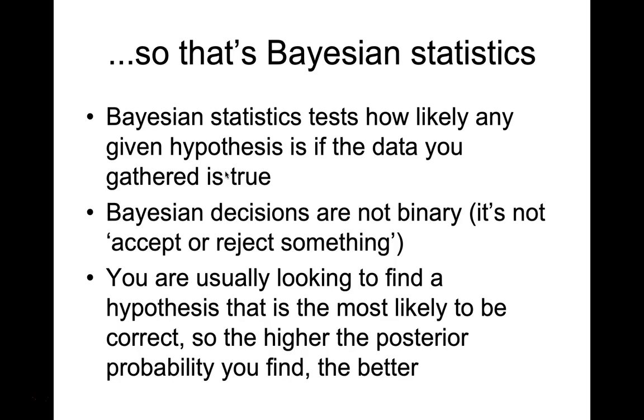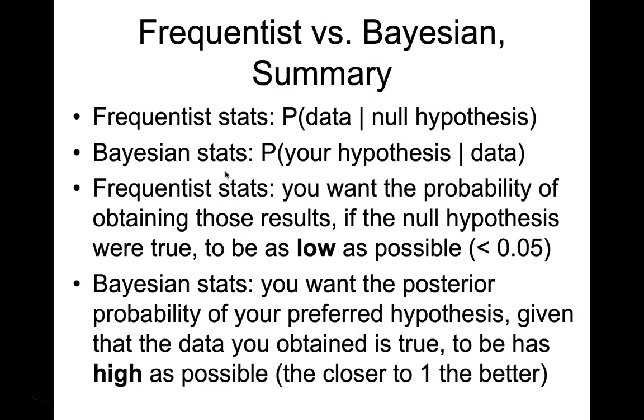So Bayesian decisions are not binary. You don't just run the experiment once. You run experiments again and again, and you take the results of the prior experiment and use those to affect your degree of confidence in the experiment the next time you do it. In Bayesian statistics, you're looking for a posterior probability to be as high as possible. I know this is a lot to take in.